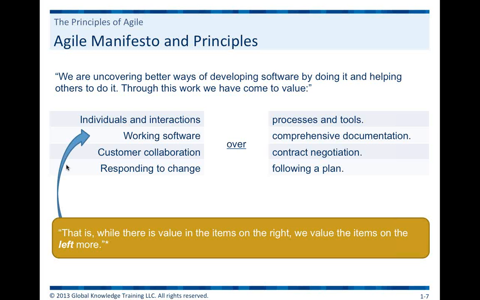Let's go through a couple of these principles before we move on. So individuals and interactions over process and tools. Working software over comprehensive documentation. Customer collaboration over contract negotiation, and responding to change over following a plan. Now, you'll see at the bottom here, and this is a quote from the Agile group, that while there is value in the items on the right, we value the items on the left more. So it's not to say that they're going to ignore a plan, but they're going to favor responding to change over the plan itself.